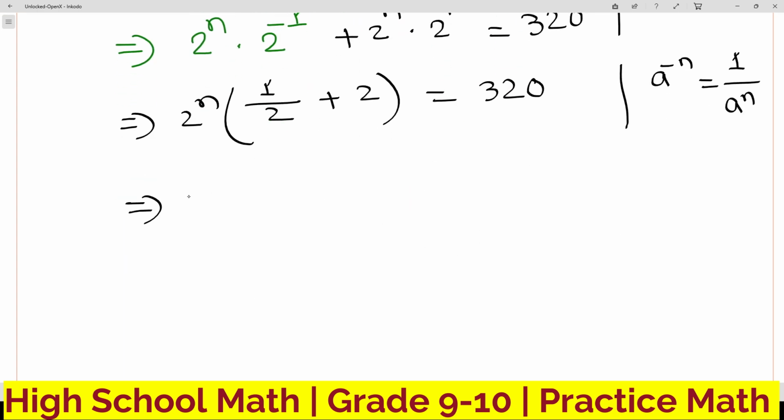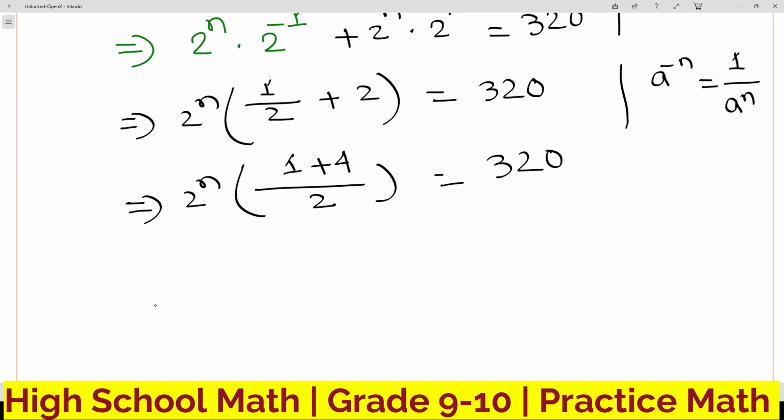Now it's the important part, 2^n, and here the LCM is 2, so here is 1 plus 2 times 2 is 4 equals to 320. Now 2^n times (1 plus 4) is 5 by 2 equals to 320.